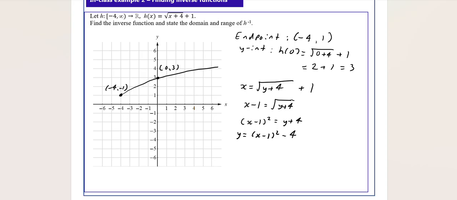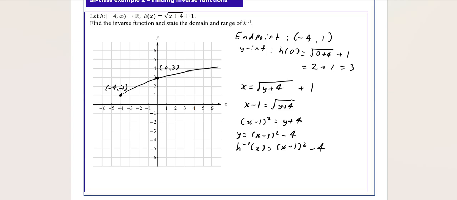Again, using my notation for inverse functions, I might write this out as h inverse of x equals (x minus 1) squared minus 4. So I'm expecting it to be a parabola. Inverse of a square root graph being a parabola sort of makes sense, since square roots and squares are opposites, inverses you'd say. So that's the kind of graph I'm expecting. I've got my inverse function now.